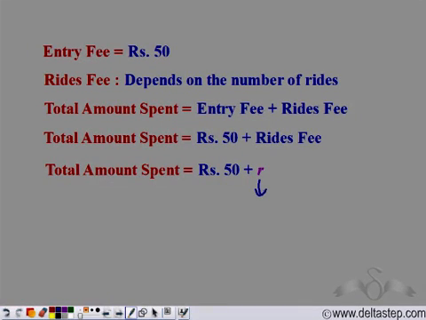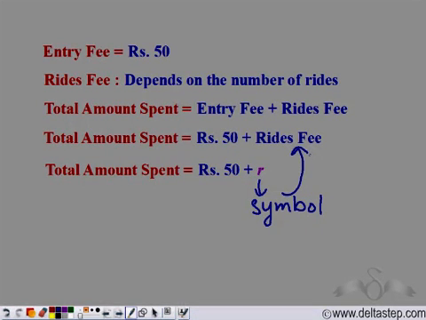So R is a symbol for rides fee. And rides fee, we need to represent by a symbol because we do not know its value. Its value is not fixed. For your friend, it might be rupees 30. For you, it might be rupees 40. So, depending on person to person, it may vary. Depending on the number of rides you may take, it may vary. So, we represent it by a symbol R.